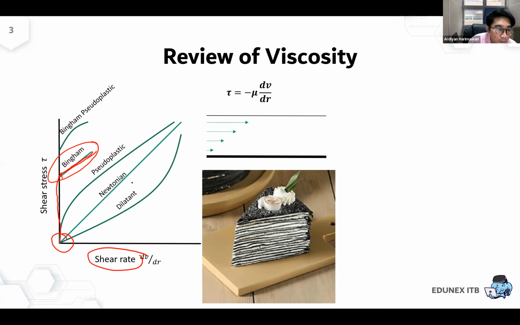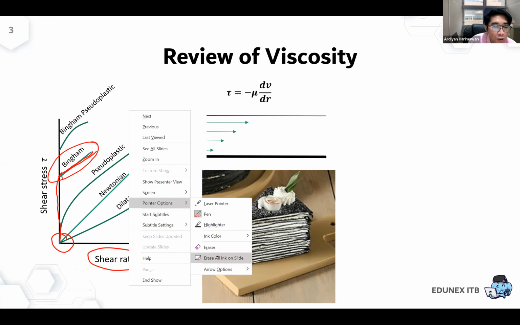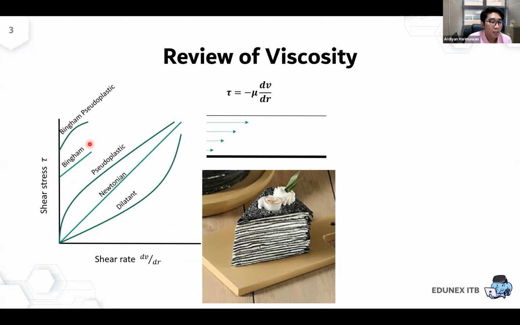So it's the same as Newtonian. However, it doesn't start from zero. That's the example of non-Newtonian fluid, which we call Bingham plastic. Or the others, like dilatant and pseudoplastic, the movement of the fluid starts from zero. However, it's not linear. It's like this one, or this one. We call it also non-Newtonian fluid. Or it's like Bingham, but not linear, slightly curved.